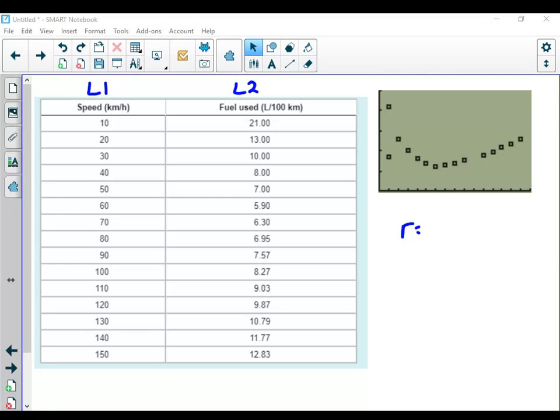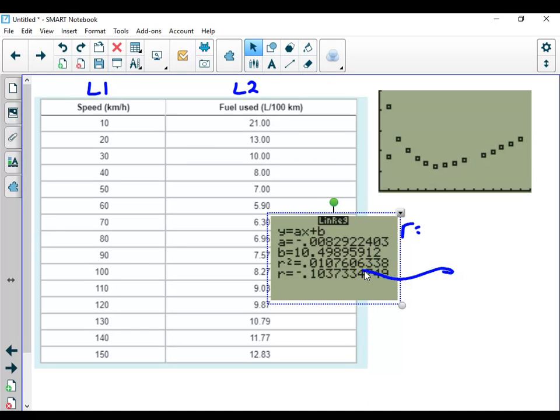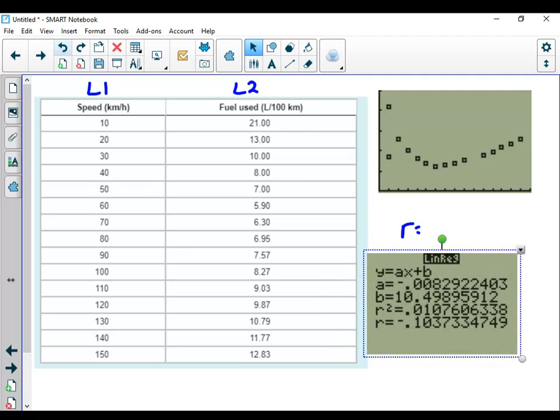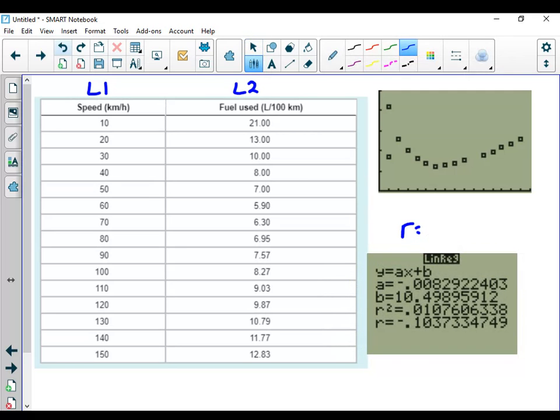And you get a whole bunch of numbers there. But the one we're going to pay attention to is the R value. This one right here. So the R value for this data was R equal to negative 0.10, which tells me the direction is negative.